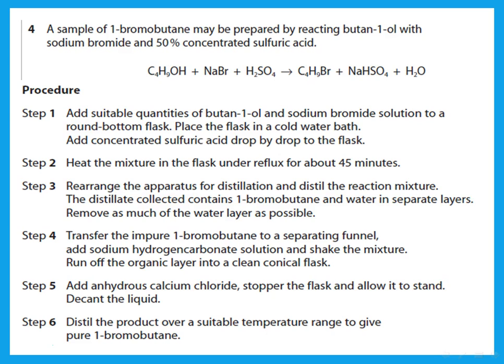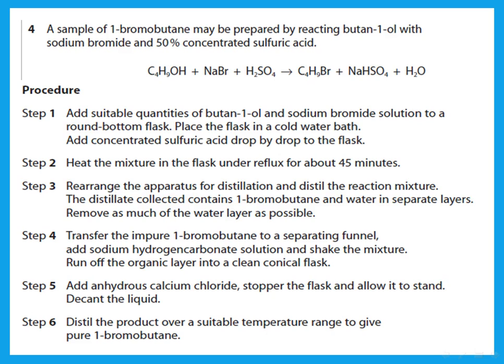Question 4 says, a sample of 1-bromobutane may be prepared by reacting butan-1-ol with sodium bromide and 50% concentrated sulfuric acid. So he gives the procedure. Let's just go through it very quickly. Add suitable quantities of butan-1-ol and sodium bromide to a round bottom flask. So he's adding the alcohol with the sodium bromide in a flask.